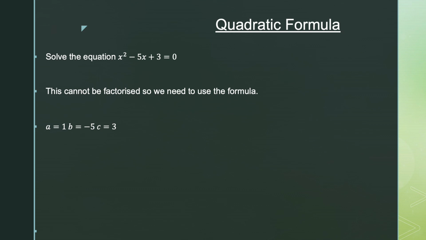So I'm going to get x is equal to 5 plus or minus the square root of 25, and then I'm going to have minus 12, because minus 4 times 1 times 3 gives me minus 12, and then divided by 2. So my solutions are x is equal to 5 plus or minus the square root of 13 divided by 2. So my two solutions are 5 plus root 13 over 2, and x is equal to 5 minus root 13 over 2.